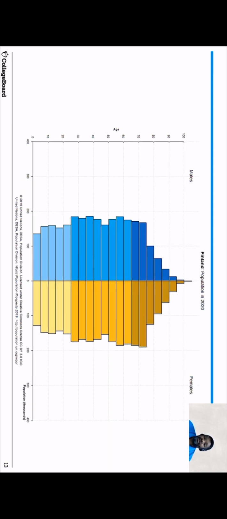Here is Finland. You notice that in the lowest cohorts, its base is very narrow, its middle is very wide, and its top cohorts in the 70 plus range are even bigger. This tells us that it has an aging population and that its population is starting to decline.